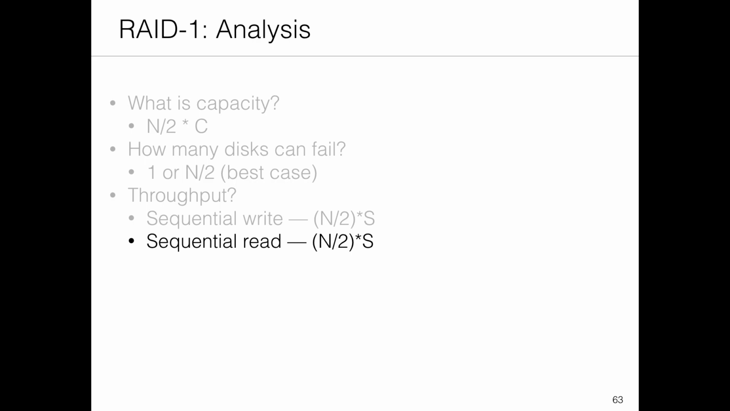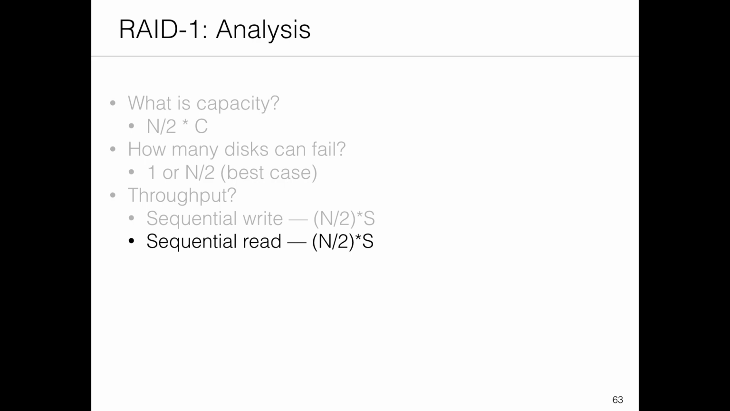What about sequential read? Why is this n by 2 into s? We don't need to ensure anything in this. Because only n by 2 have the correct content, right? The other is just a copy. So the amount of addressable capacity is n by 2. Since the amount of addressable content is reduced, we can't have more throughput.